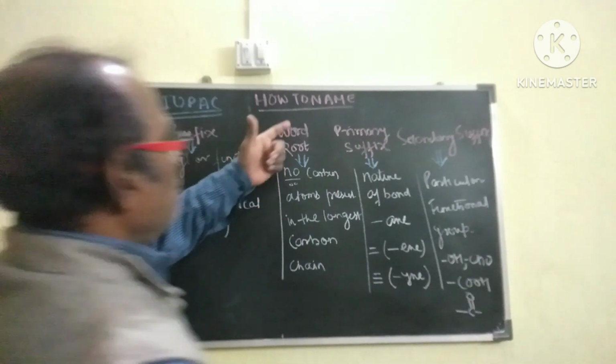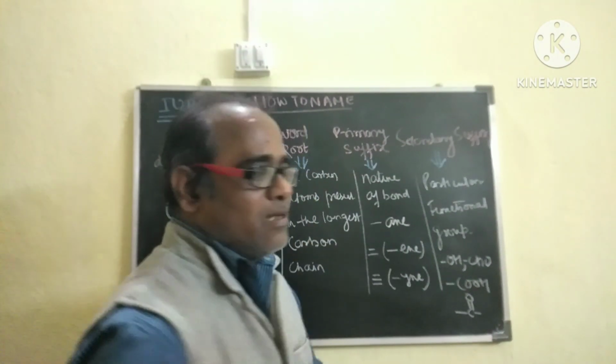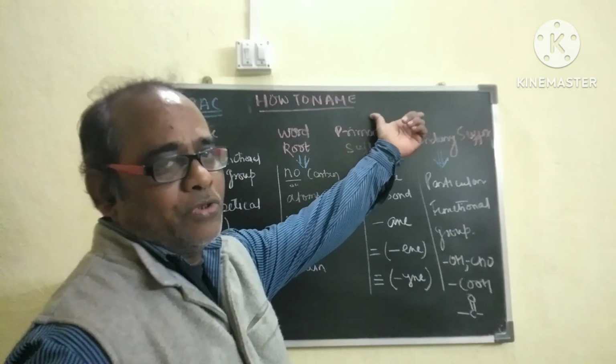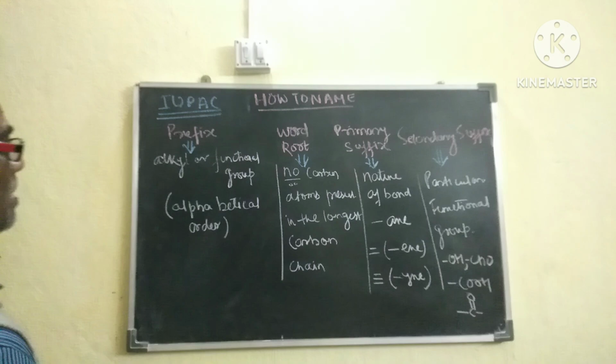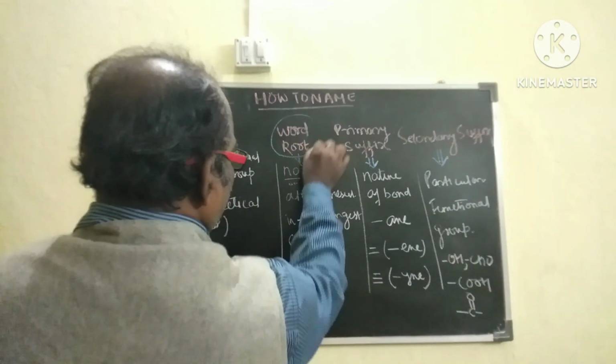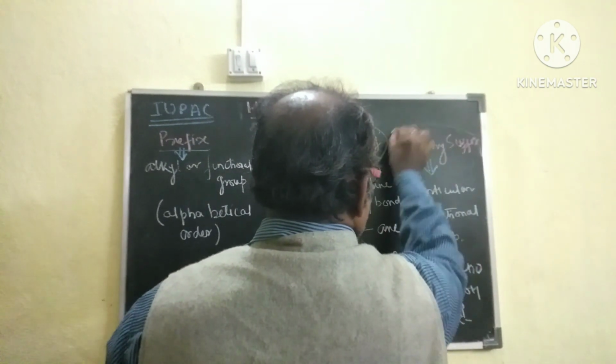So today we'll learn how to name IUPAC. Actually, in your ICSE exams or in board exams, we get 2 to 3 marks from the question paper. So at first we must remember 4 things. Number 1 is prefix. Then you have to know the root word. Then primary suffix and the secondary suffix.